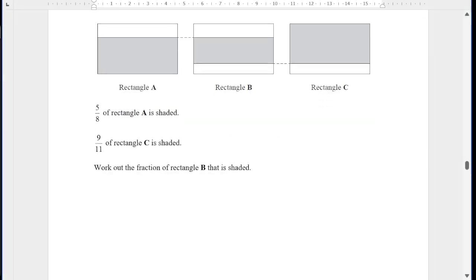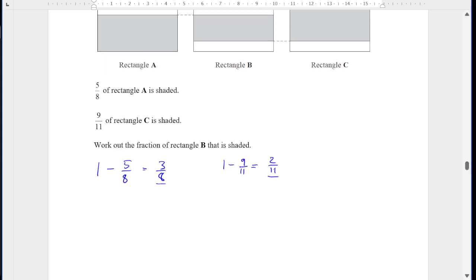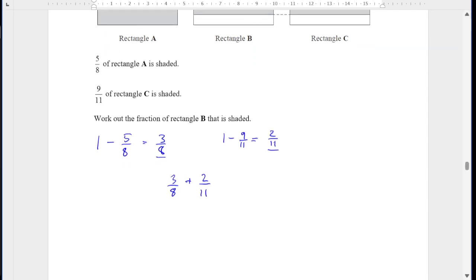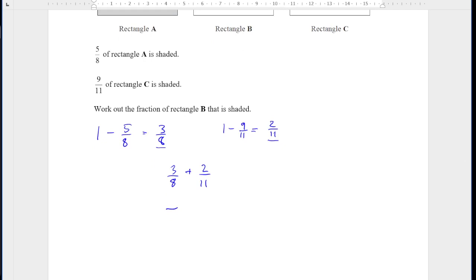So in effect, what you need to say is unshaded of rectangle A is going to be 1 minus 5/8, so it's going to be 3/8. For rectangle C, 1 minus 9/11 is going to be 2/11. So we want to do 1 minus that. Well, I'm going to add these together. That tells us the amount that's been removed from rectangle B. So if I do 3/8 plus 2/11, adding fractions, I need to put them over the same denominator, so that's going to be 88.